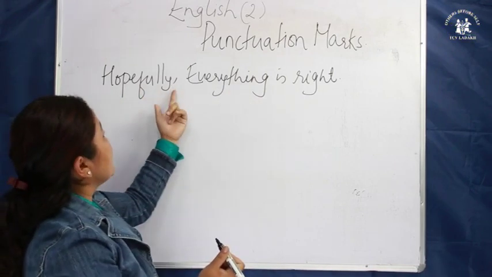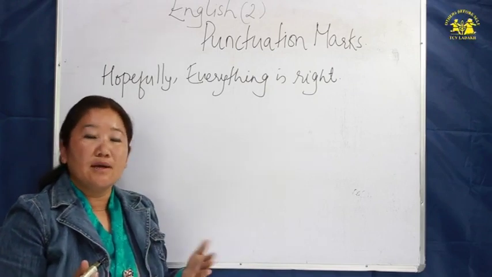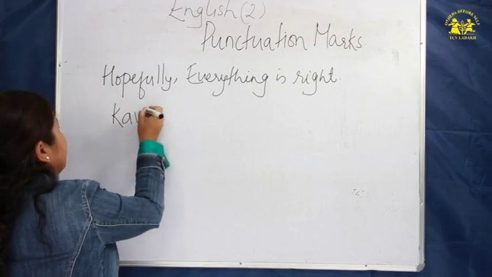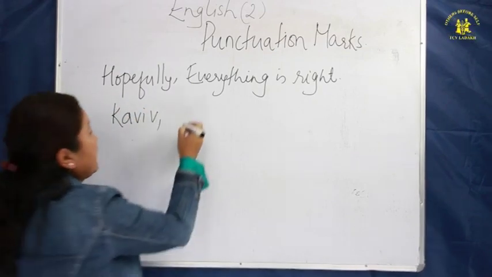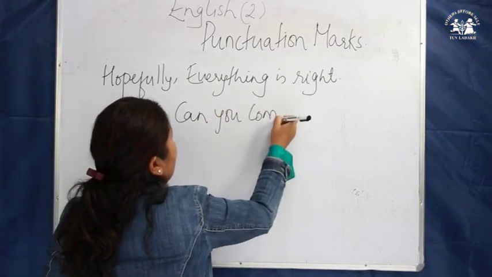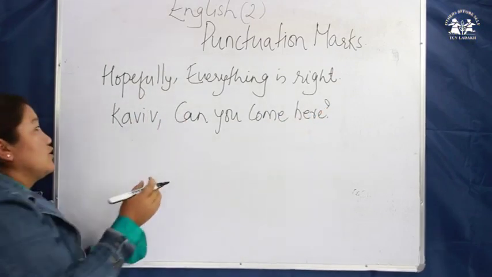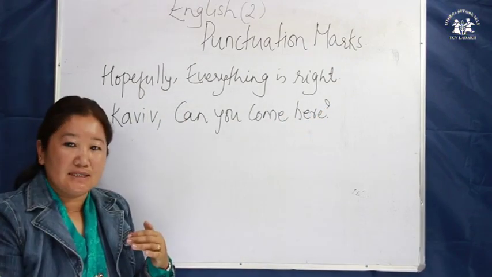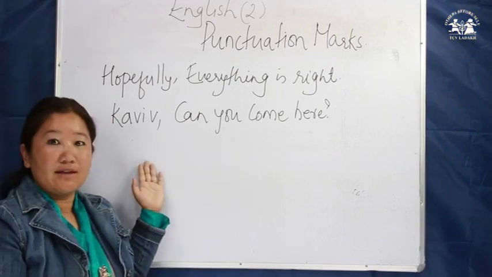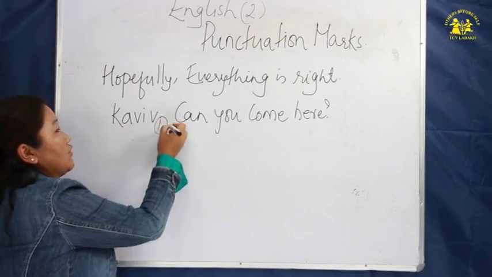Likewise, in this way you can use a comma, or you can also use a comma before a name. All right, for example, Kevin, can you come here? Question mark. So when you call out somebody's name, you pause there for a while. Likewise, Kevin, can you come here? You need a comma over here.